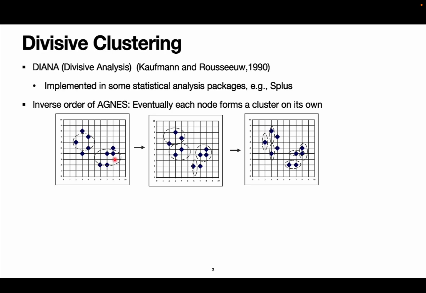Divisive clustering starts with all data points grouped into a single large cluster. From there, the algorithm recursively splits the cluster into smaller and smaller subclusters. This process continues until each data point forms its own cluster or until a suitable stopping condition is met. A well-known algorithm for this approach is called DIANA, and it's implemented in statistical analysis packages like S-PLUS.